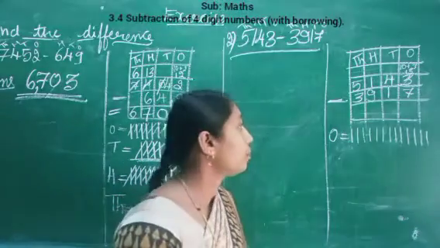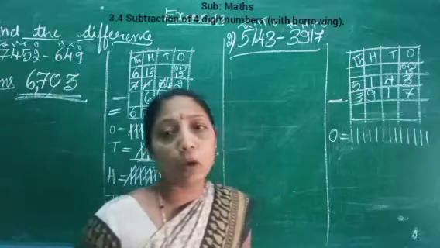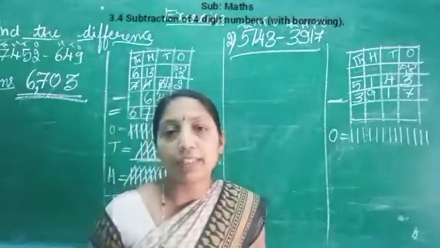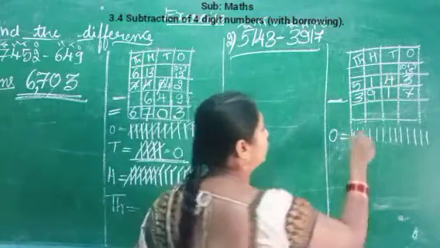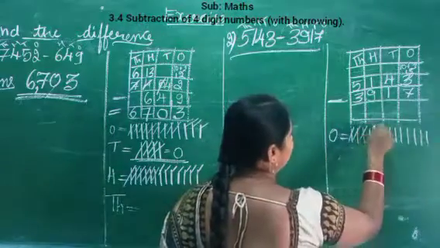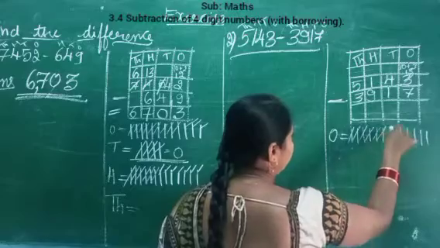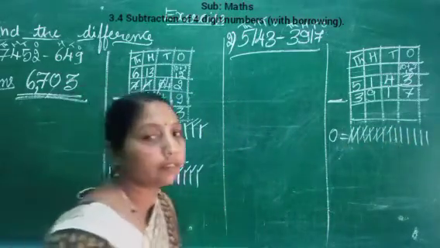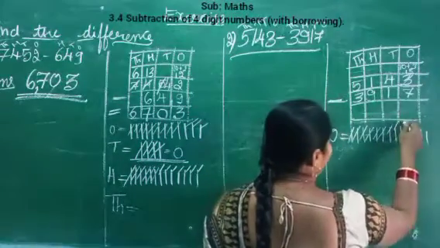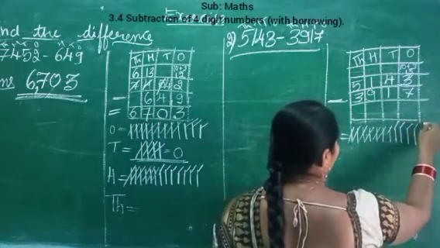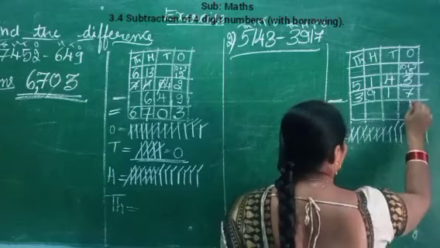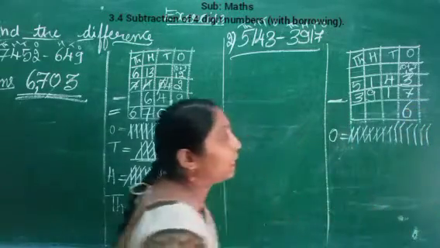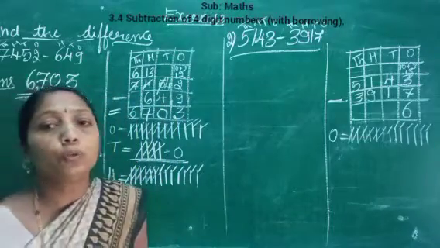Next, which number is below the 13? The number below 13 is 7. We drag out, or leave, the 7 lines: 1, 2, 3, 4, 5, 6, 7. How many lines are remaining there? Count it, children: 1, 2, 3, 4, 5, 6. You write down the 6 in the ones place. It is completed, children. Once it is completed, you don't go there.